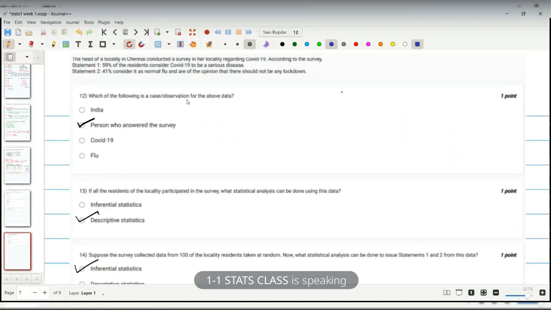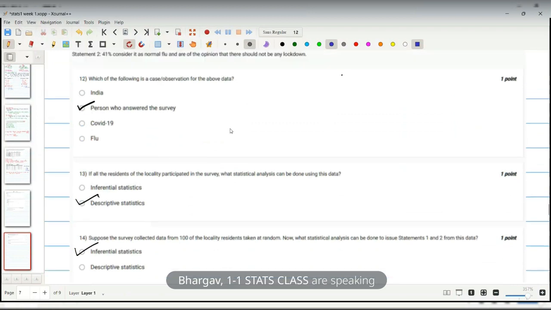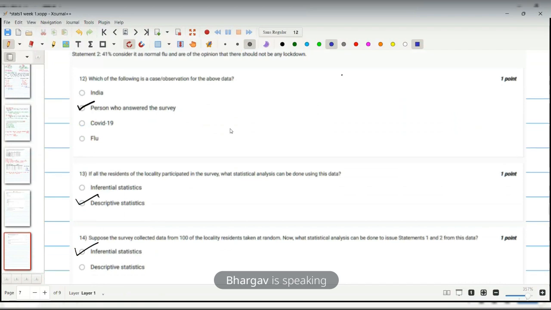First question is, which of the following is a case or observation for the above data? People. Each person is a case. Next is, if all the residents of the locality participated in the survey, what statistical analysis can be done? Descriptive. If we can conclude with the sample data, it is an inferential statistic.